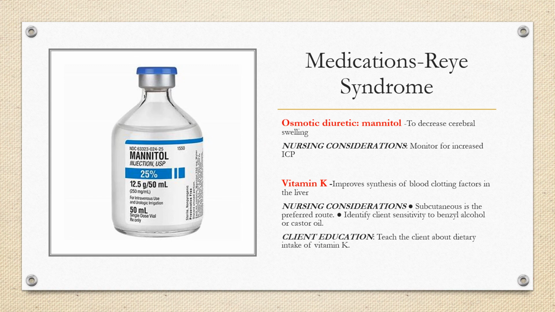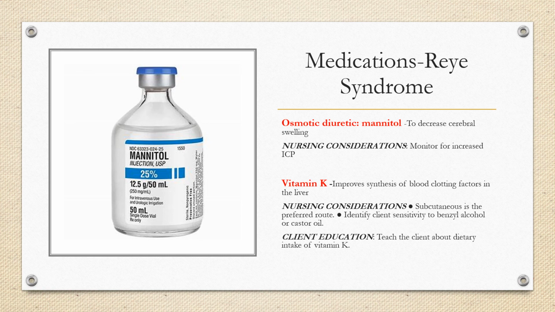So here are our medications for Reye syndrome. Osmotic diuretic mannitol. That is for our cerebral edema. So we're going to constantly monitor our cerebral edema and our ICP. The patient will probably have a monitoring device that goes directly into their skull, so we'll be able to monitor their intracranial pressure to see if our mannitol is being successful in treating the patient.